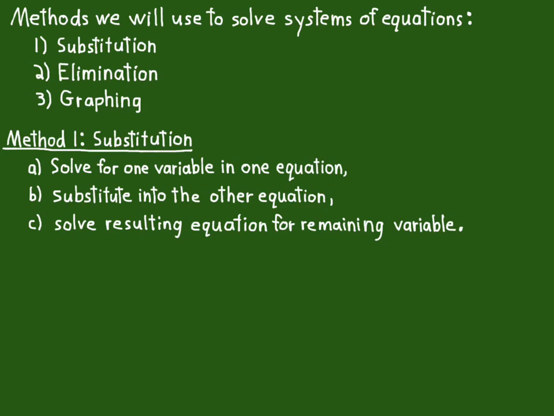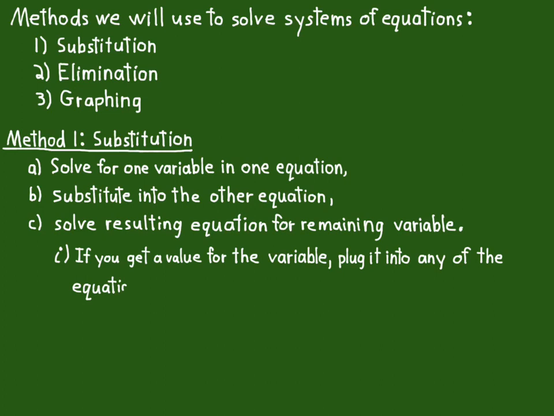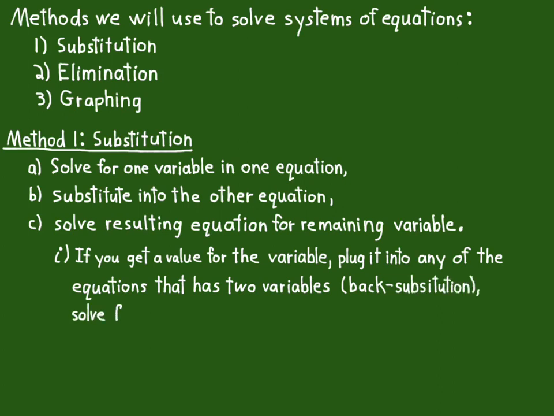But then after you're done, after you get it down to one variable in one equation, then you solve that for the remaining variable. When you do that, if you get a value for the variable, then you plug it into any of the other equations and then solve those. That's called back substitution. Solve for the second coordinate. By which I meant the other coordinate, not necessarily like the y coordinate, but the other coordinate.